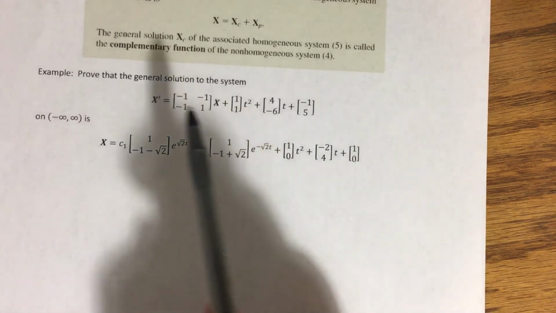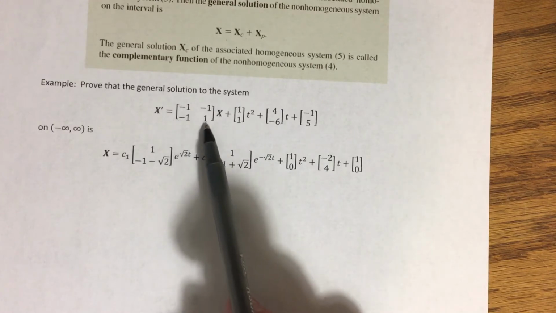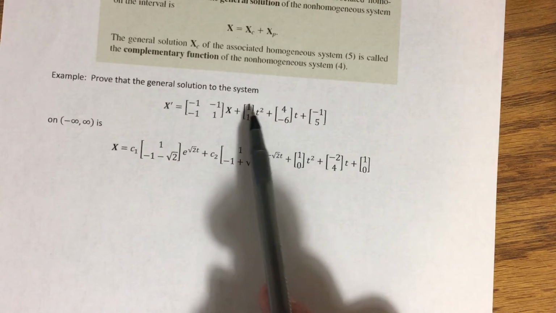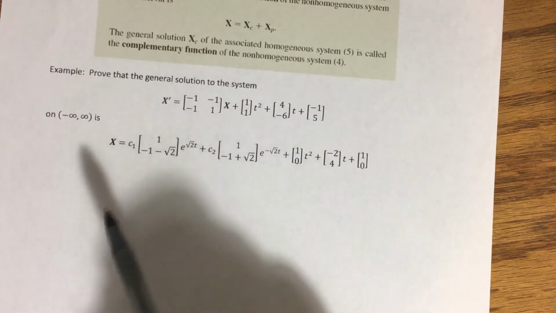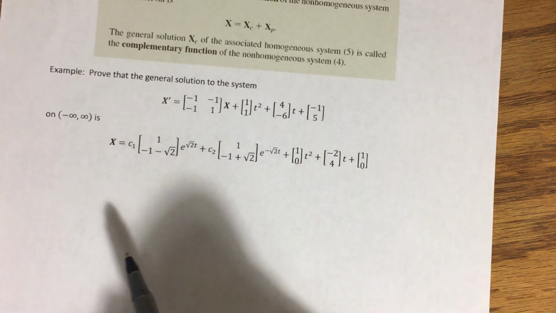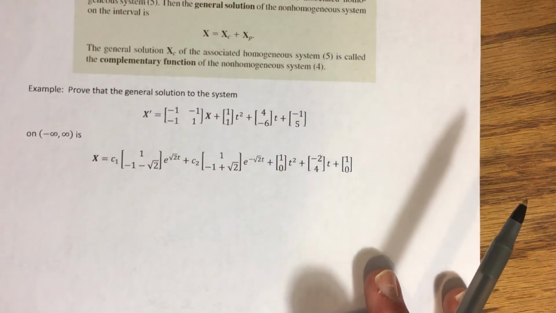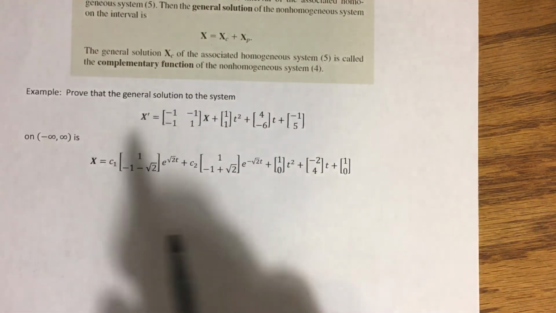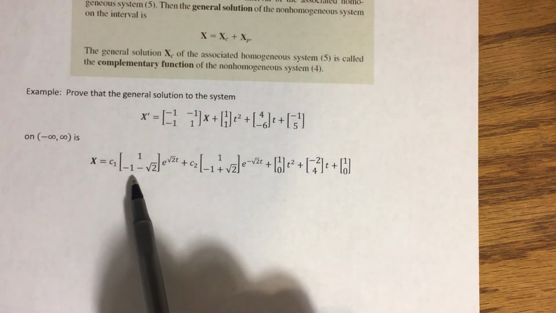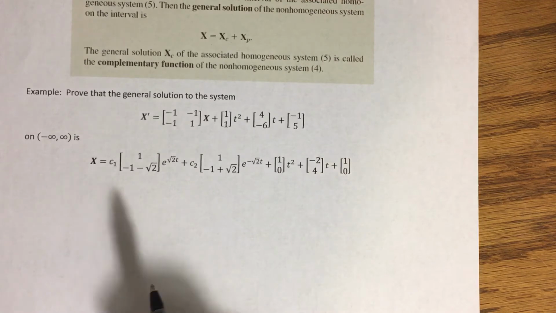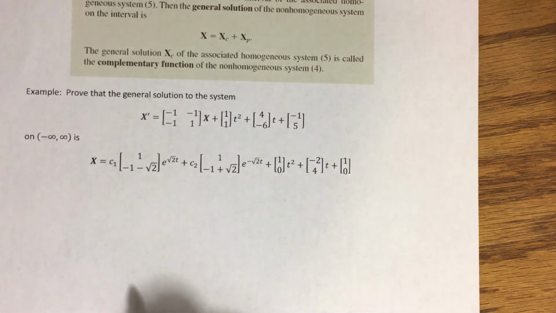And notice it's non-homogeneous because we have this coefficient matrix A times X plus some functions of t appearing in these matrices here. Okay, so we have here a non-homogeneous system, and we're told to verify that this rather complicated looking thing here is the general solution to it.